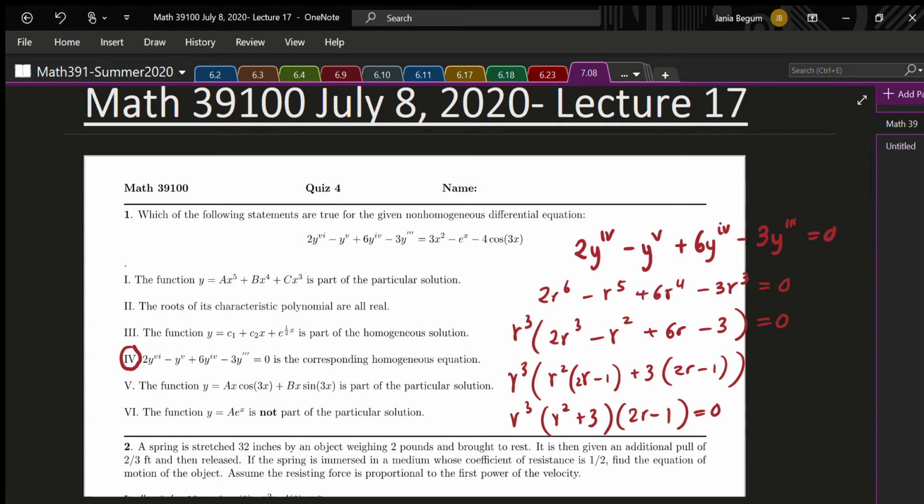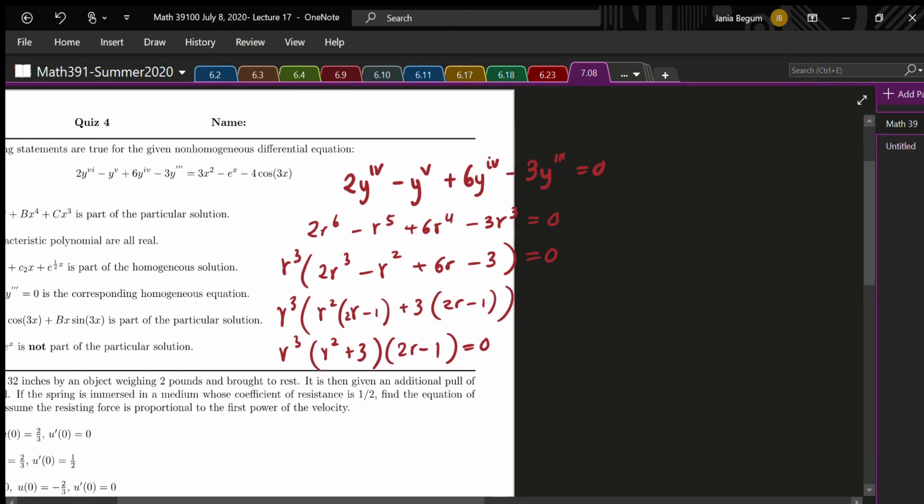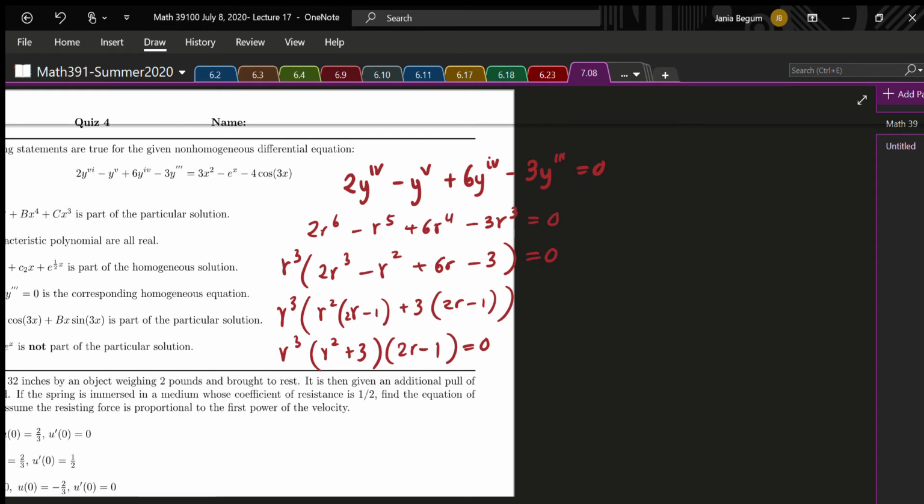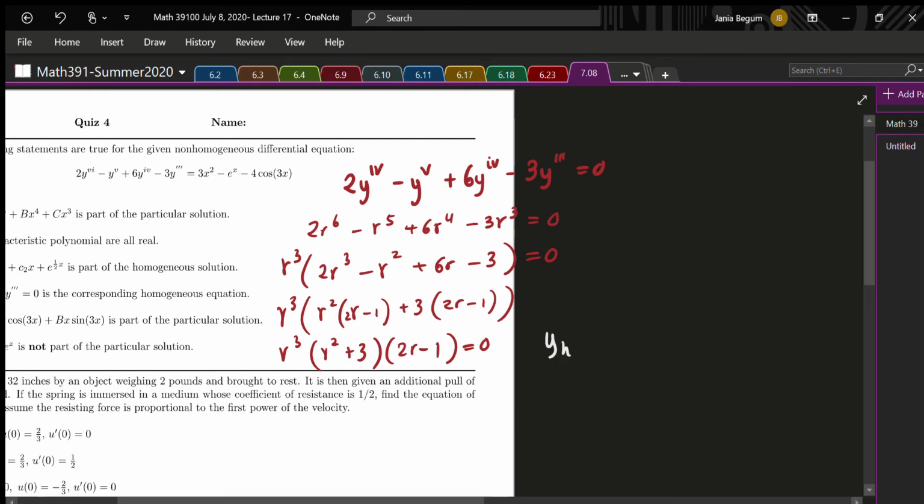So if you look at the first choice, the function y equals ax to the 5th plus bx to the 4th plus cx cubed is part of the particular solution. Well, let's check, right? So if I were to write out the homogeneous solution of this, yh, we have r equals 0, that's repeated 3 times. So that's c1 plus c2 x plus c3 x cubed. So that's with the repeated root for 0.